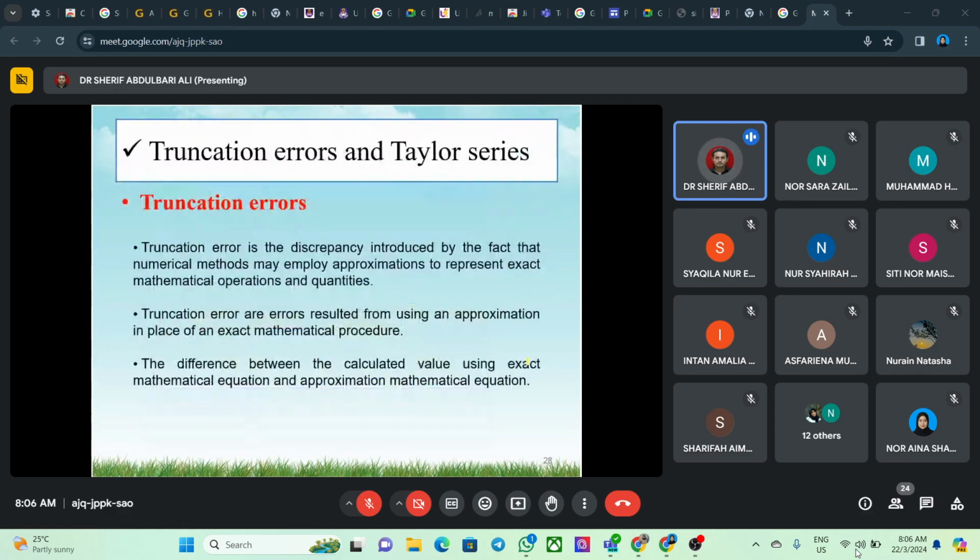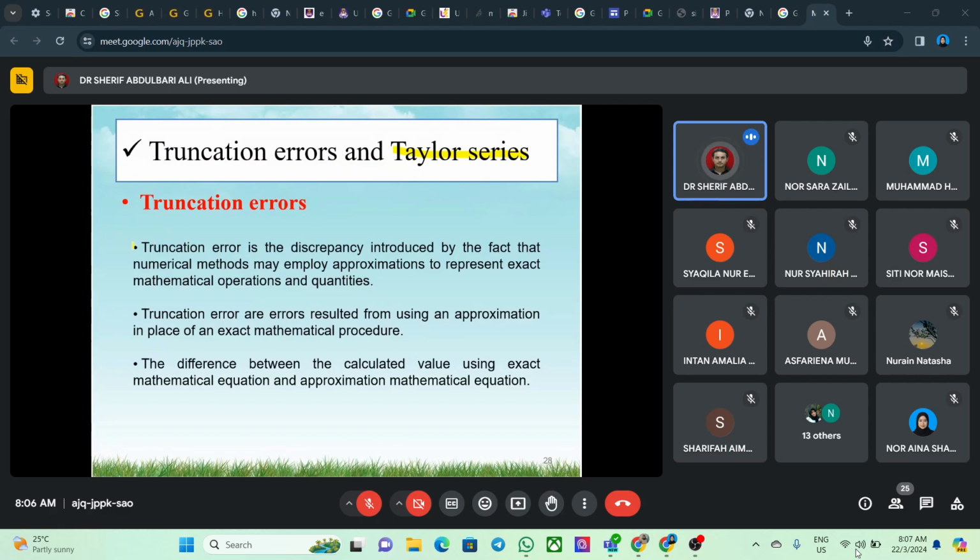We are going to see today the Taylor series expansion, which is going to help us deal with the truncation error. But before we start, what actually is the truncation error? Truncation error is considered the discrepancy introduced by the fact that numerical methods may employ approximations to represent exact mathematical operations and quantities.